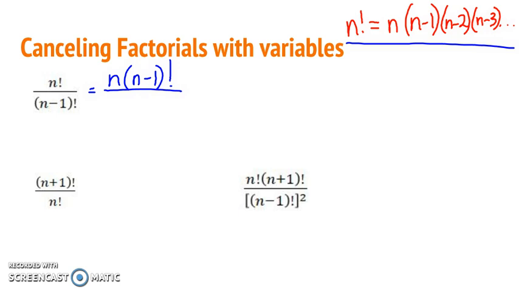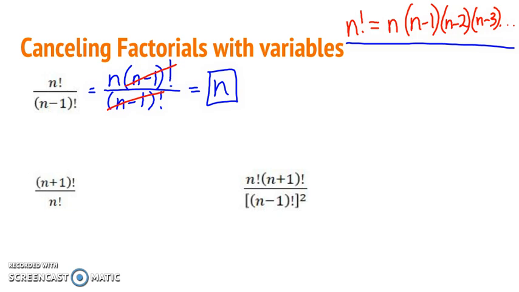How do I know that? Well, because there's an n minus 1 factorial on the bottom. So just like I can do with my others, I could cancel my n minus 1 factorials, and the only thing that I'm left with is just an n. And that's my answer.